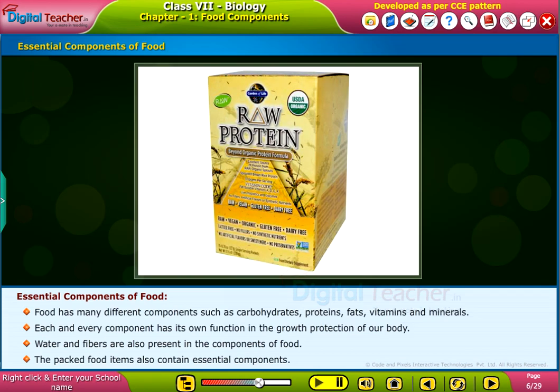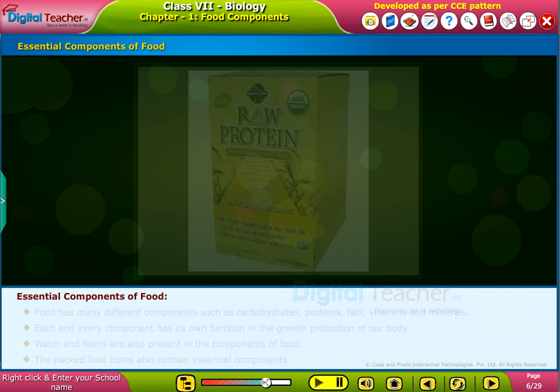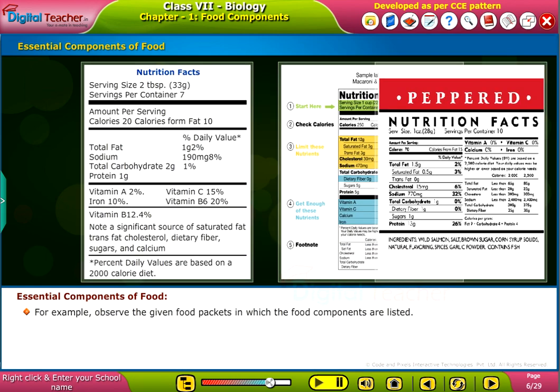The packed food items also contain essential components. For example, observe the given food packets in which the food components are listed. In order to test the components present in the food substances, let us perform a small activity.